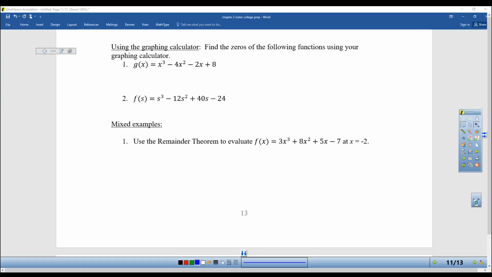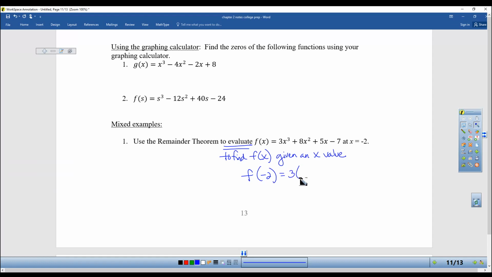On the Slack section, it says mixed examples. That's because a lot of times kids' hardest part of this section is just understanding what the directions mean. So we'll do a few. Use the remainder theorem to evaluate. So this word evaluate means to find f of x given an x value. So if you had not been told to use the remainder theorem, you would have just found f of -2.